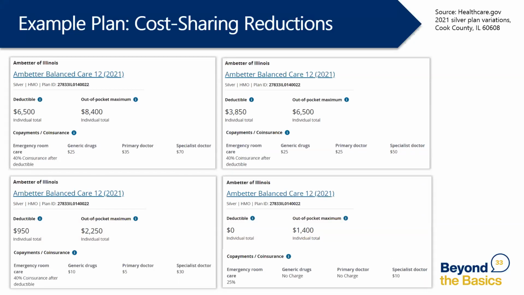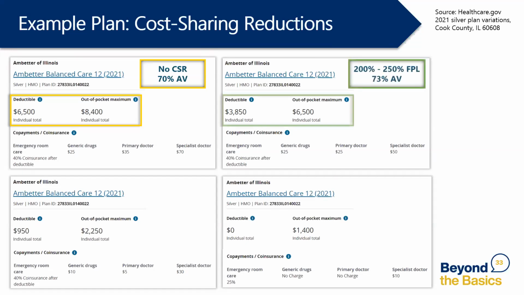So here's an example of what one silver plan available in Cook County, Illinois looks like with different levels of CSRs applied. Without any CSR, this plan has a 70% AV with a $6,500 deductible and an $8,400 out-of-pocket limit. If someone is eligible for the lowest level of CSR, the AV on the same plan goes up to 73%. The deductible is cut almost in half, reduced down to $3,850, and the out-of-pocket limit is lowered to $6,500.